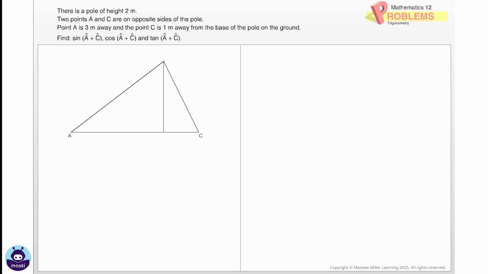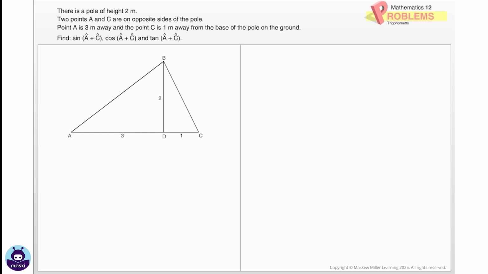To solve the problem, let us draw a figure with all the details given in the question. Let the line BD represent the pole, where B denotes the top of the pole and D is the base. Thus, BD is equal to 2 meters. Also, AD is equal to 3 meters and CD is equal to 1 meter.